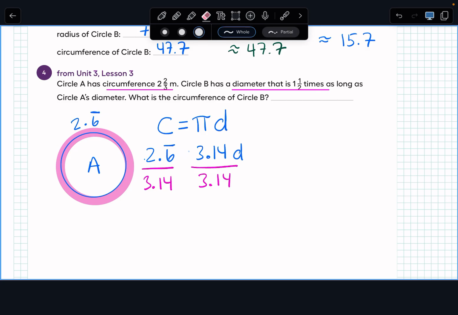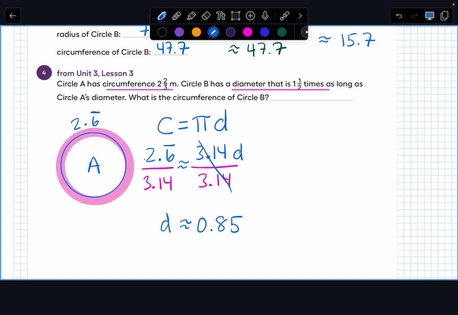So, hold on a second. I want to do my aloha waves right here. So now this will cancel, and D will be approximately, input in your calculator 2.66666 as much as you can, divided by 3.14, and I would get 0.84849. I'm just going to say 0.85.